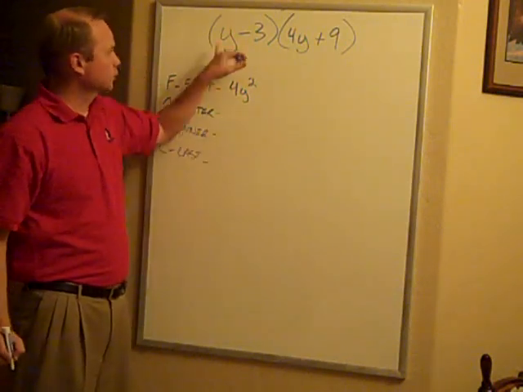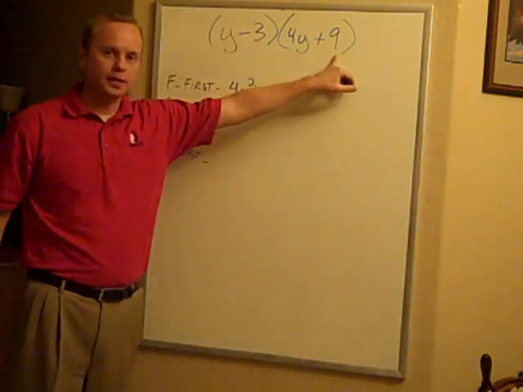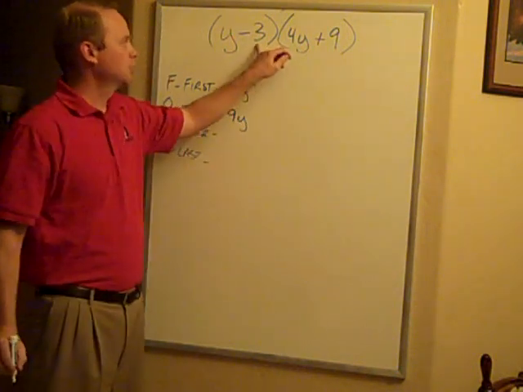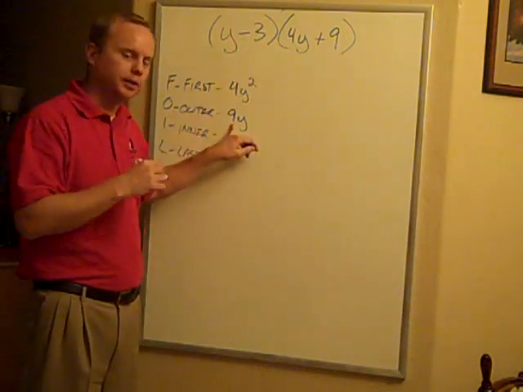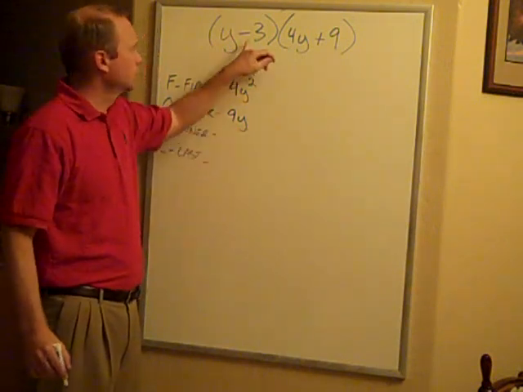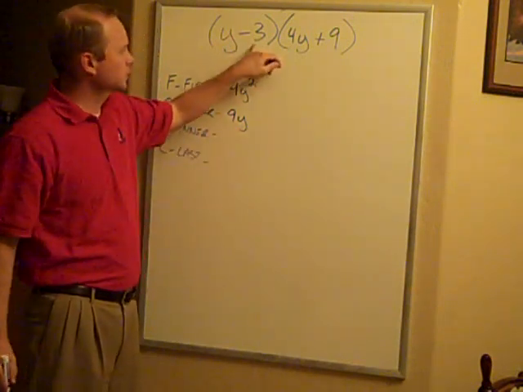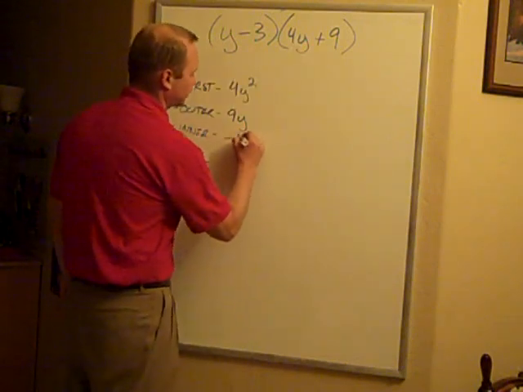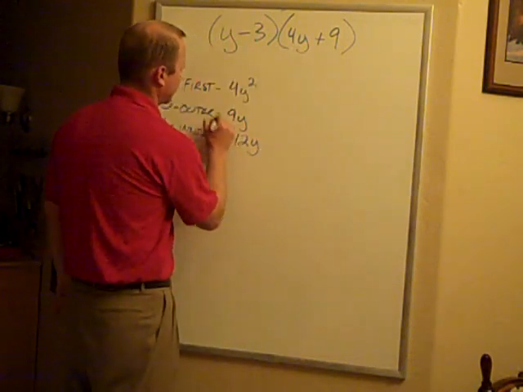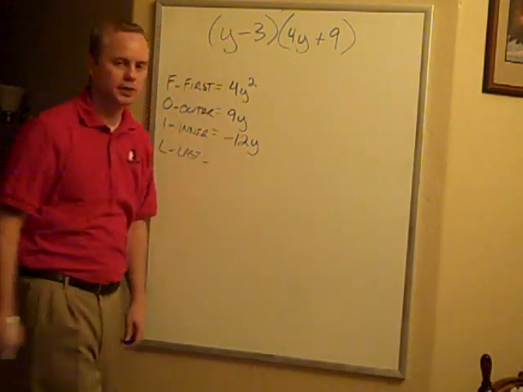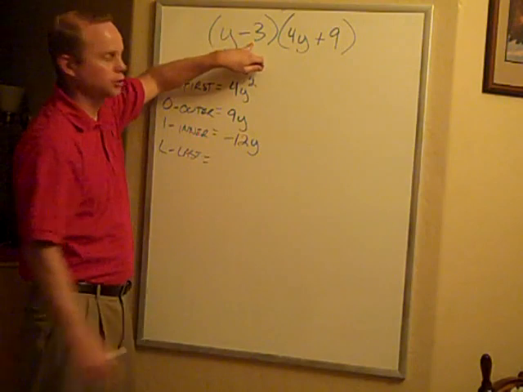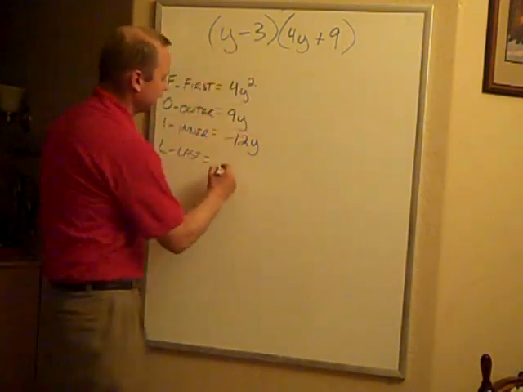Then I do my outer terms. This is my y times 9, gives me 9y. Remember, you're always going to write the number before the letter. That's our coefficient. Okay, now for our inner terms, negative 3 times 4y gives me negative 12y. I should write like an equal sign here so we signify whether it's positive or negative. Okay, and then my last terms, negative 3 times 9 gives me negative 27.